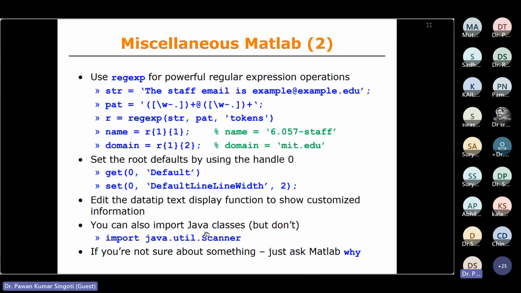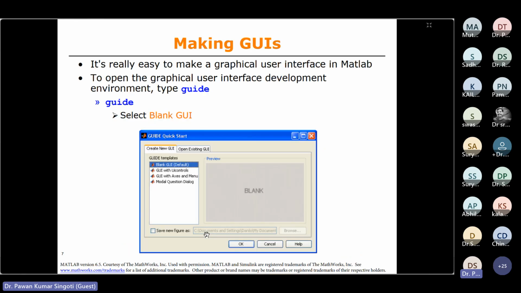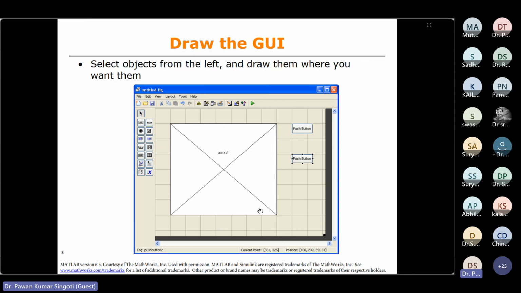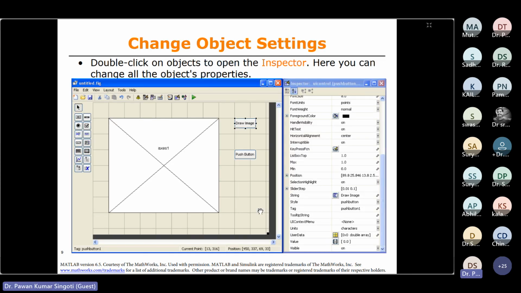Then miscellaneous MATLAB commands are also available over here. Now, making GUIs. You can make your own GUI using MATLAB. Just type guide, select blank GUI, and make your own graphical user interface. A blank file will open in front of you. You can draw the GUI, change the object settings, and draw your image axes according to your need, what you want to show the user.